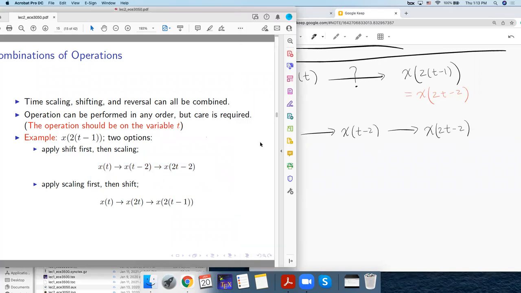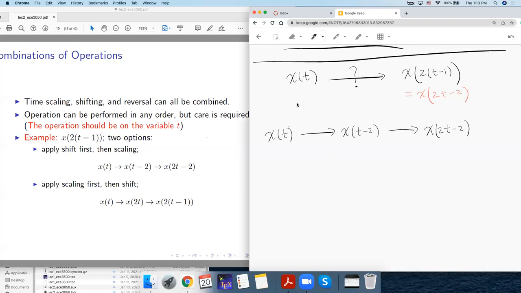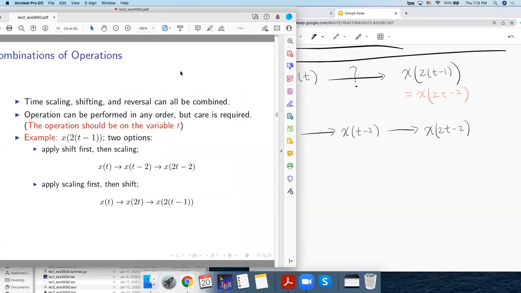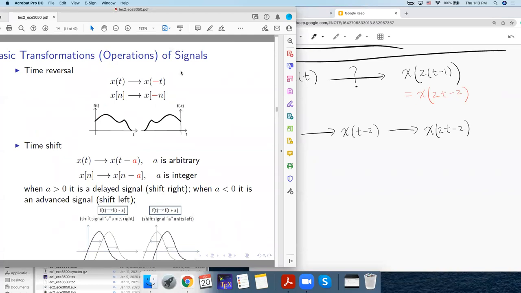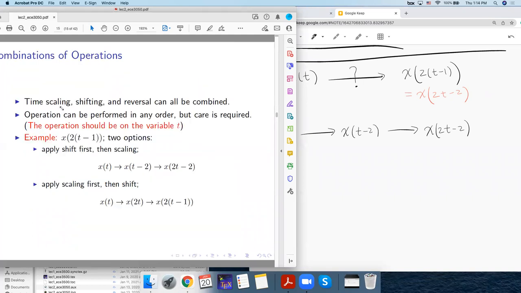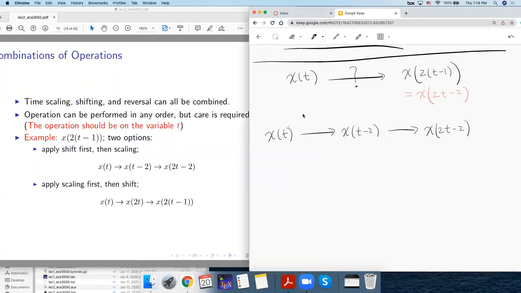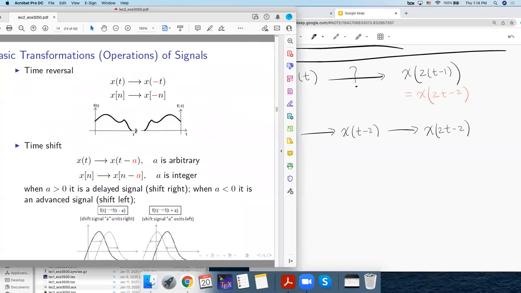Now here's my question. Along this path, what does the first operation correspond to? We are changing from x(t) to x(t minus 2). So what type of operation is this? Right, it looks like time shifting. So this is time shifting, specifically looking at this from t to t minus 2.